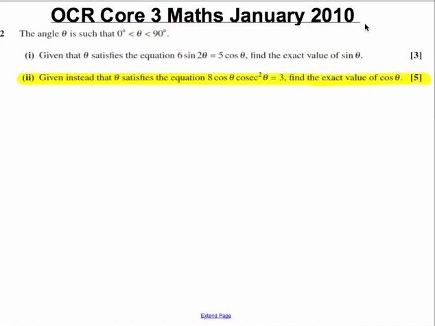Hi there, the following video will answer question 2 part II of the OCR Core 3 Maths January 2010 past paper. Okay, let's start off by reading the question.